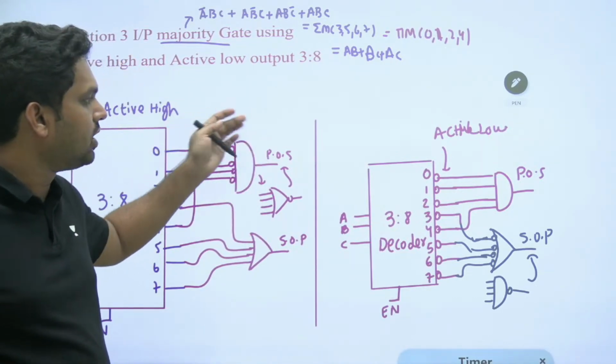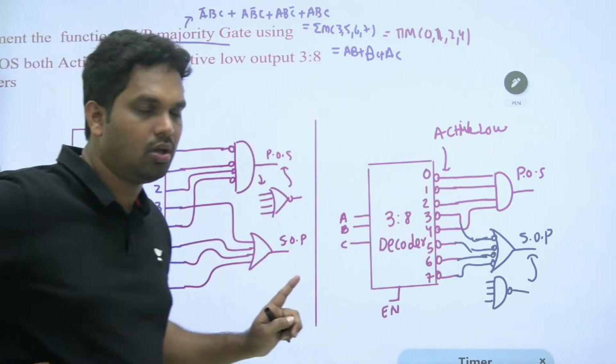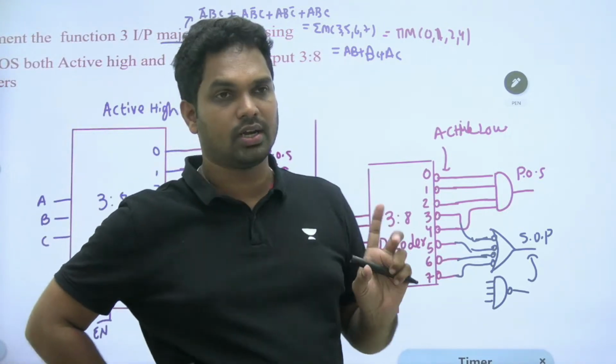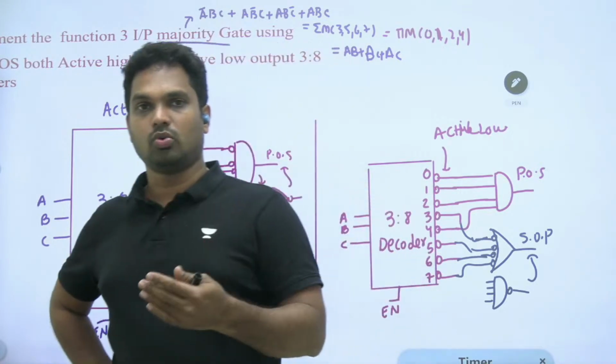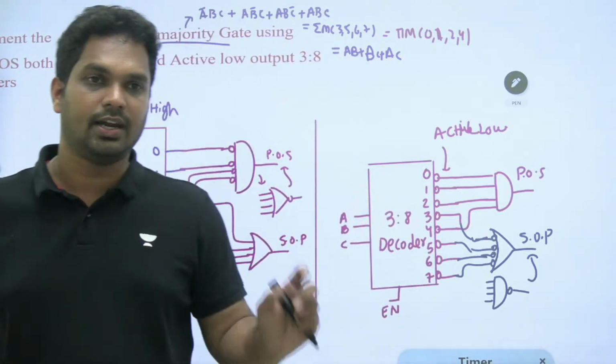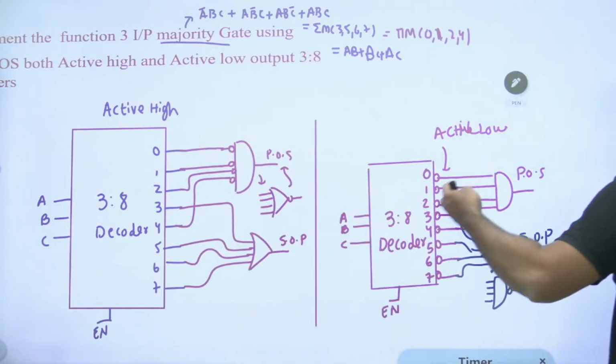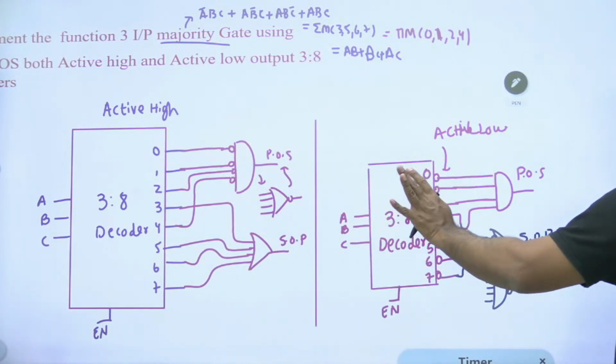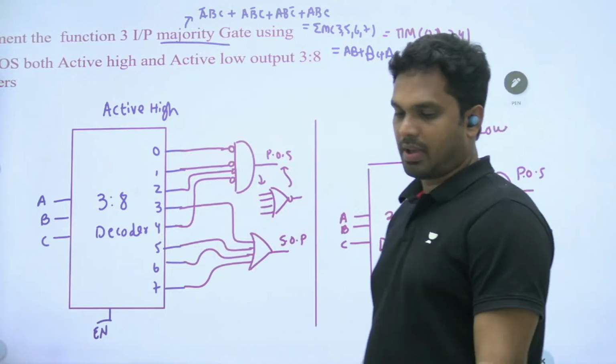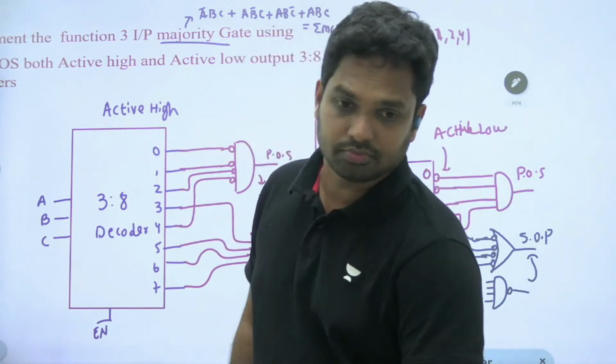Simply, active high: SOP, OR gate; POS, NOR gate. Active low: SOP, NAND gate; POS, AND gate. That is the gate we should use to implement any function. So the minterms are to be connected. When that particular minterm happens, the output will be 1. When a maxterm happens, the output will be 0. Chalo, next.